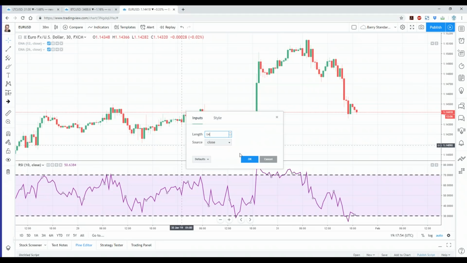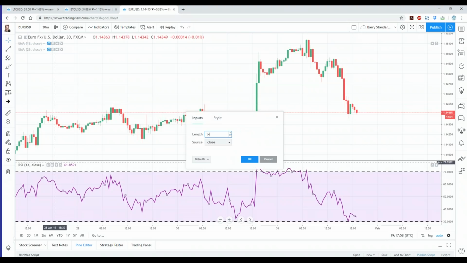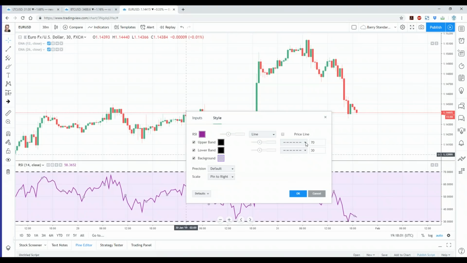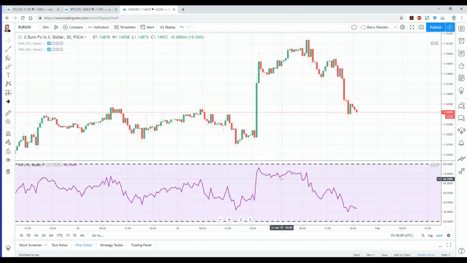My preference is to go back here and leave it at 14 and move this to 80 and 20, because that's not changing any of the calculation. It's just simply changing my interpretation. So as you can see here, I've moved what I consider overbought to a higher number, and you can see that RSI has never gone into the overbought or the oversold position in the recent price movement. Okay. But either way, you can do what you please.